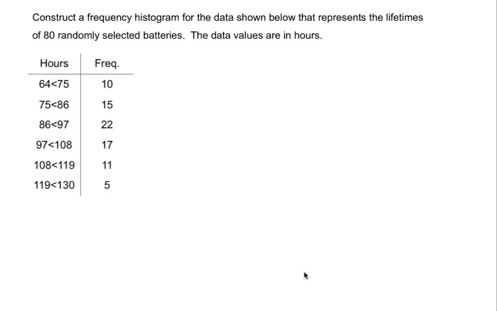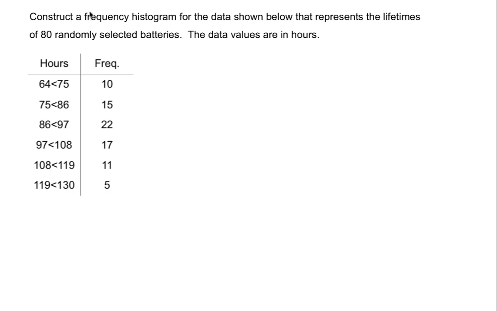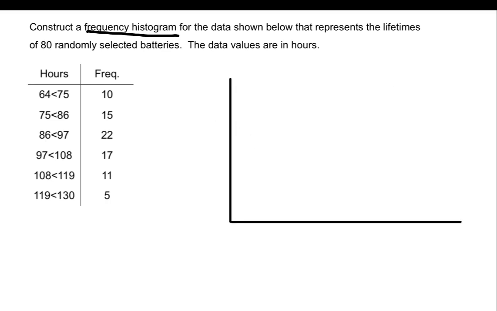So let's look at this first one. We're going to construct a frequency histogram using this data from the lifetime of batteries, 80 different randomly selected batteries. So you start by drawing your X and Y axis. Then you need to come up with a title for your histogram.